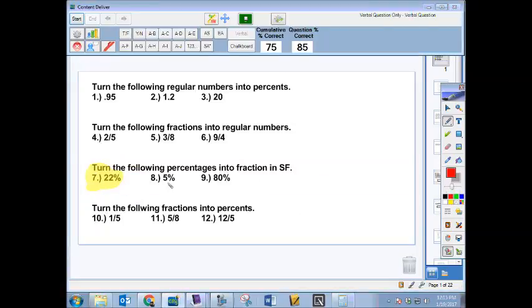So, we know that all percentages are a fraction out of what? 100, and then we have to simplify it, which we see that they're both even. So we're going to divide by 2, we're going to get 11/50ths. Okay? All right.